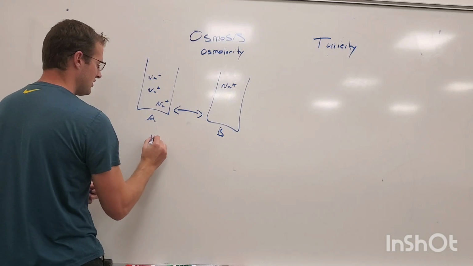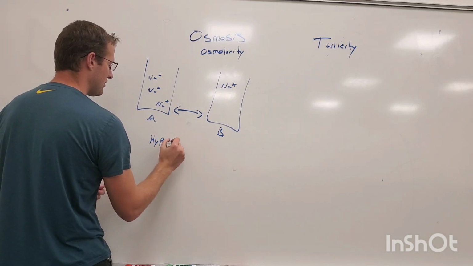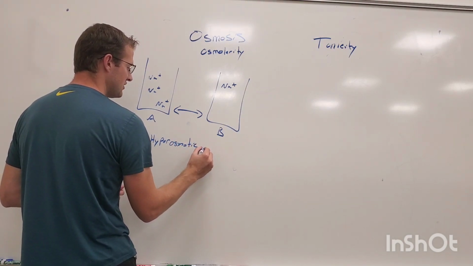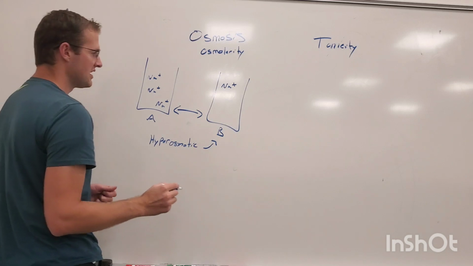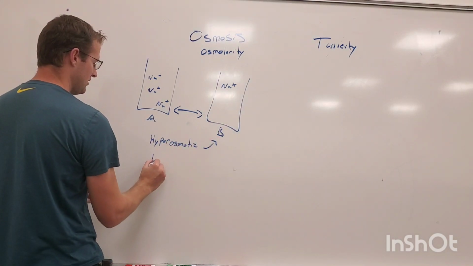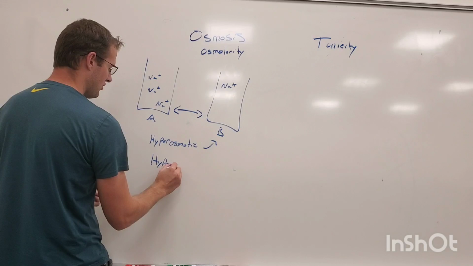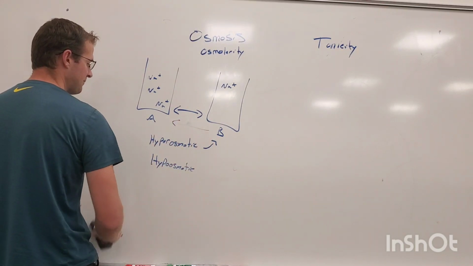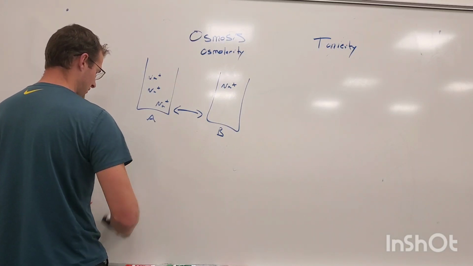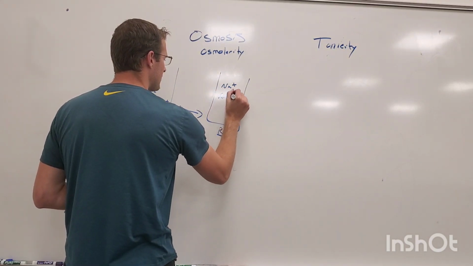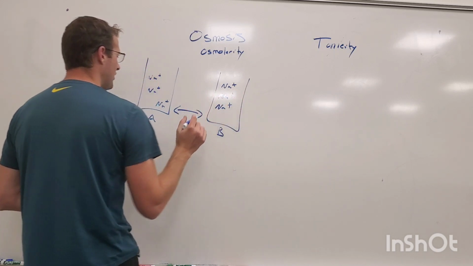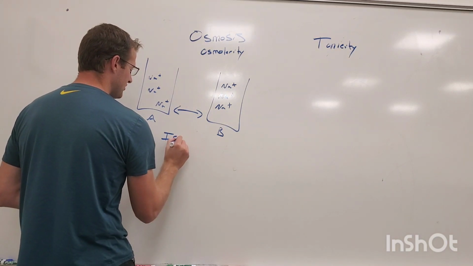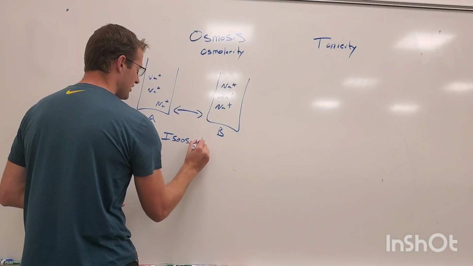solution A is hyperosmotic to solution B. In the same way, we can say that solution B is hypoosmotic to solution A. If they had the same number of particles in the solution, we would term them isoosmotic.